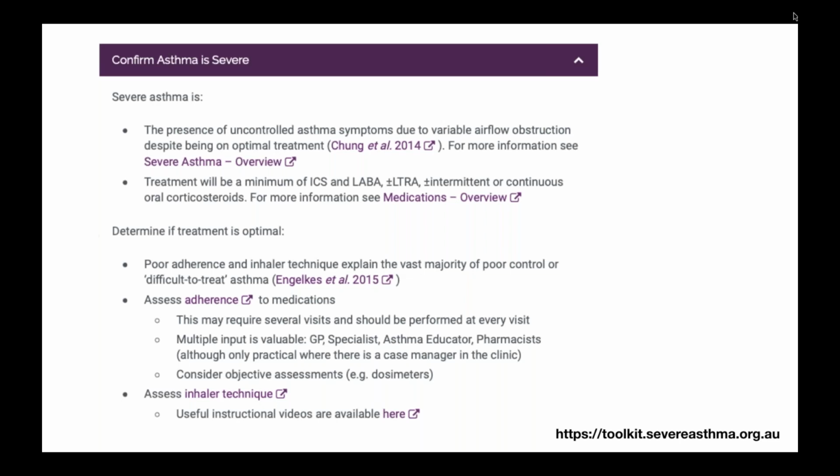And what I've got here is the initial assessment and definition of severe asthma. And this definition, although it's really short and really simple, I think is all anyone would need to know about how to define severe asthma. It's the presence of uncontrolled symptoms due to variable airflow obstruction despite optimal treatment. And of course, with this man, he's clearly not on optimal treatment at the moment.